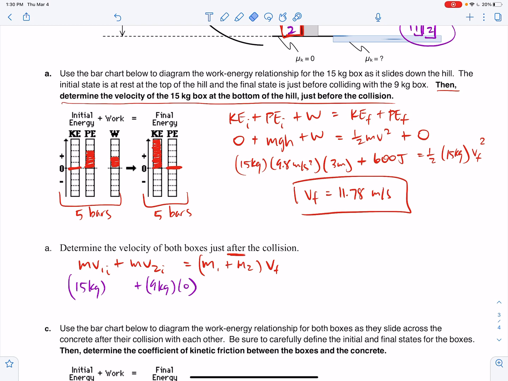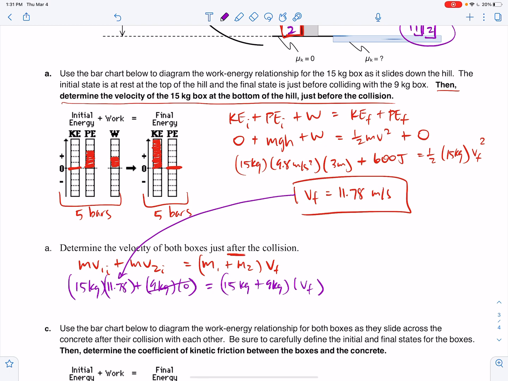The 15 kilogram box is actually going this fast, 11.78 meters per second, just before the collision, right? It comes in, it hits the 9 kilogram box, which is at rest, and then they move together, okay? After they stick together, their combined mass is 15 plus 9, and they move together with a common velocity, V final.